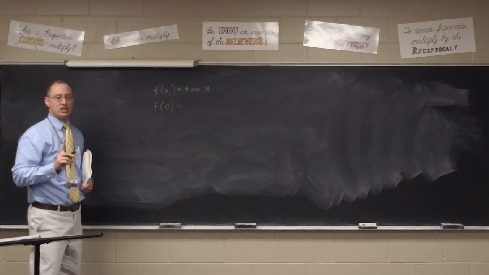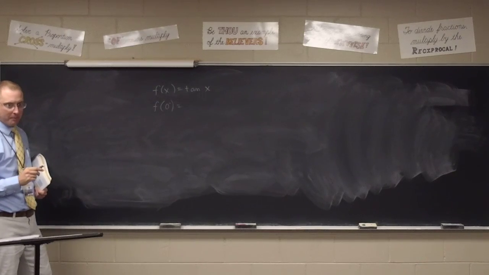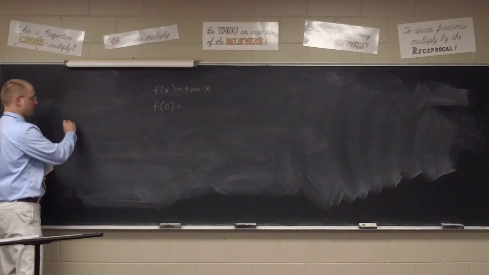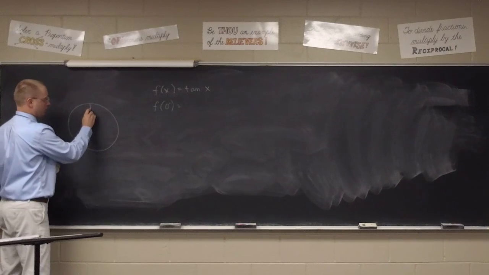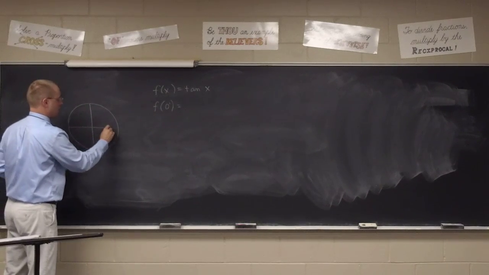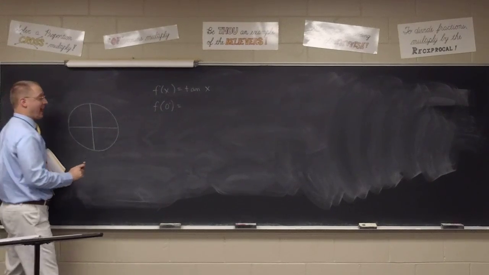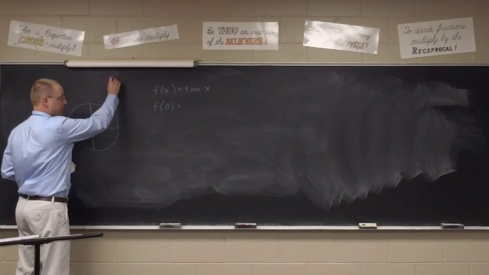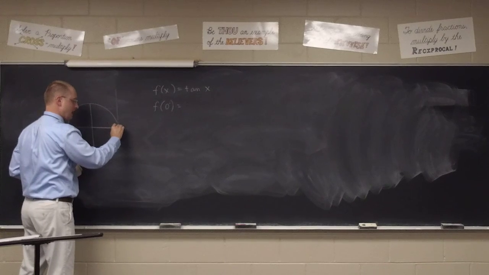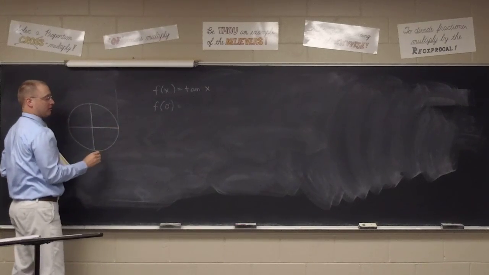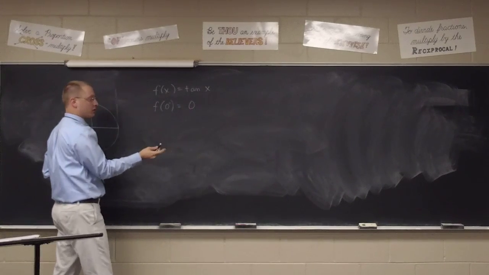Well, remember, where is the tangent line on the line diagram? Which one is the tangent? Go one to the right. It's the one on the outside, going straight up and down, right? This is my tangent line. So if I have a 0 degree angle, what's the tangent line? 0. So f of 0 degrees is 0.